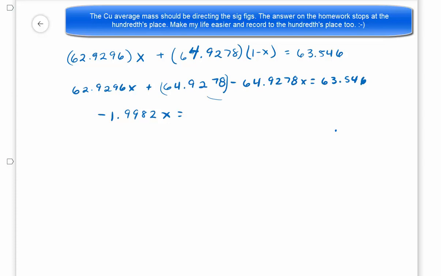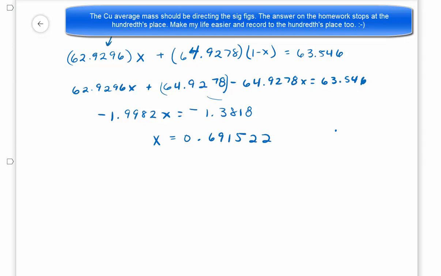So I have 63.546 minus 64.9278, and I get a negative 1.3818. See, the negative's okay. It'll all disappear in a minute. I divide both sides by a negative 1.9982, and I get my X value is equal to 0.6915. I'm going to give you more digits to 2. So this is the abundance.